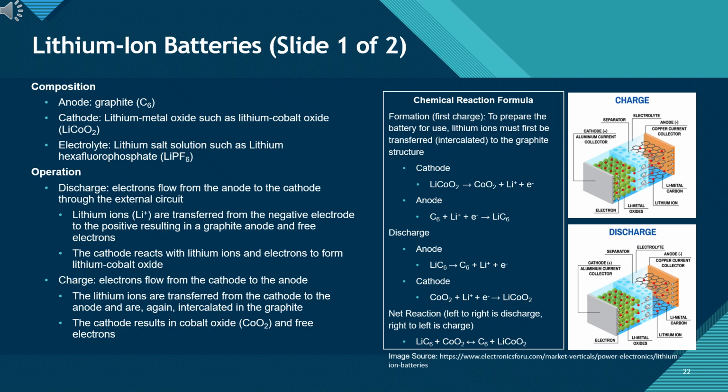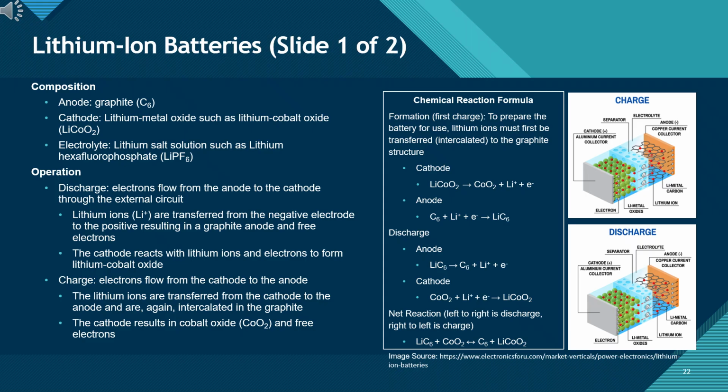Lithium-ion batteries. Slide 1 of 2. Now let's move into lithium-ion batteries, the core technology behind today's EV and ESS systems. A Li-ion cell is built from three main components: a graphite anode, a lithium metal oxide cathode, such as LiCoO2, and an electrolyte containing a lithium salt such as LiPF6.